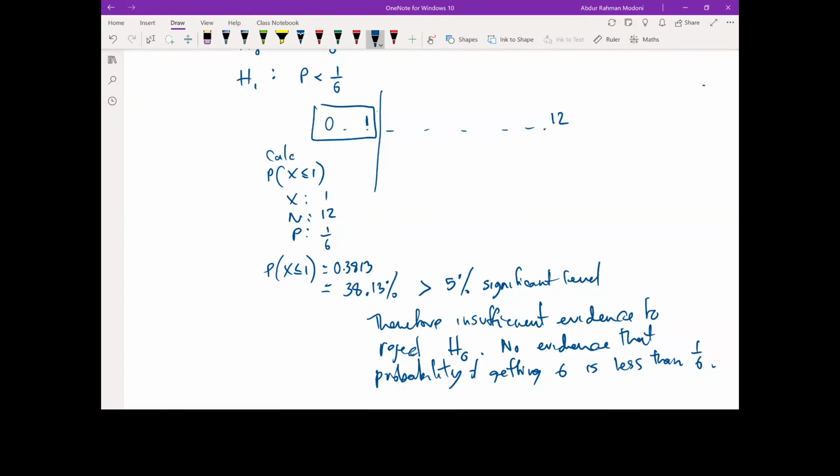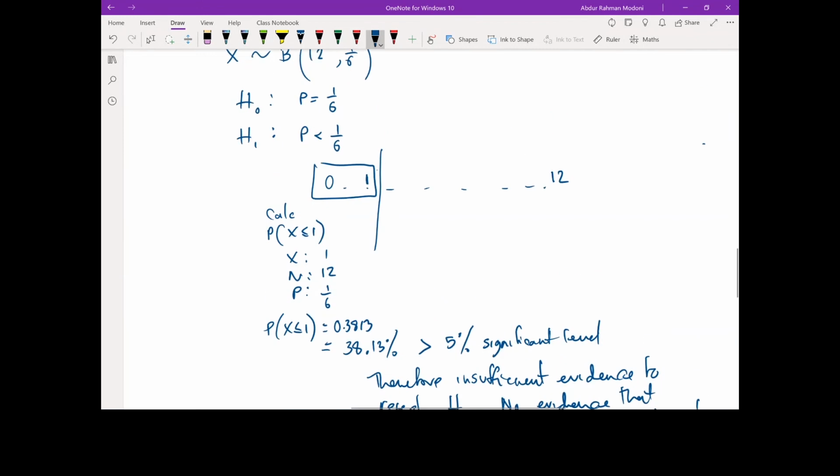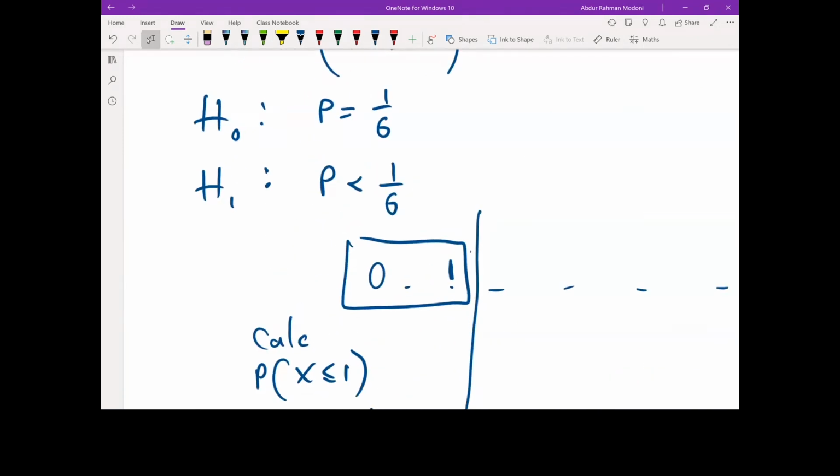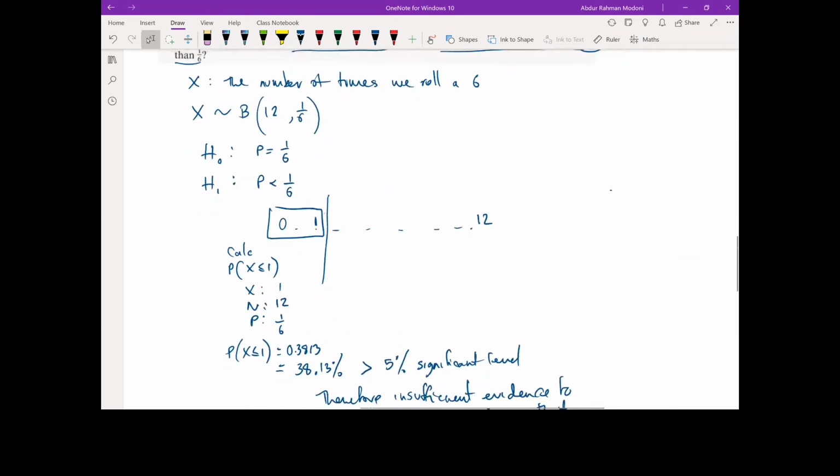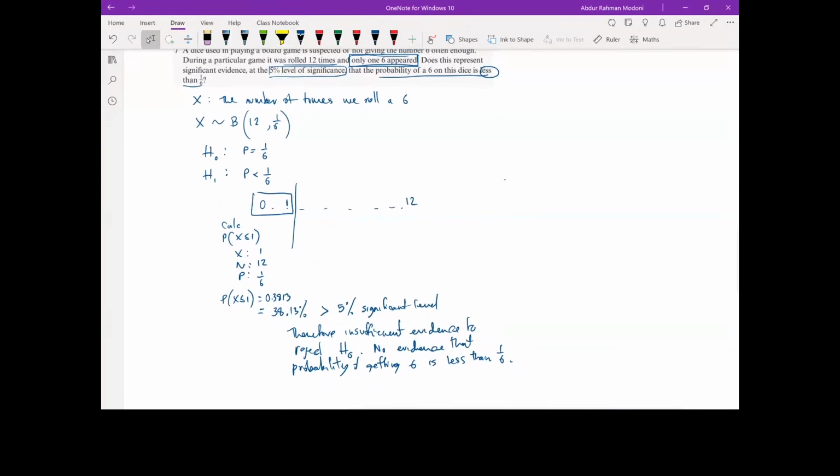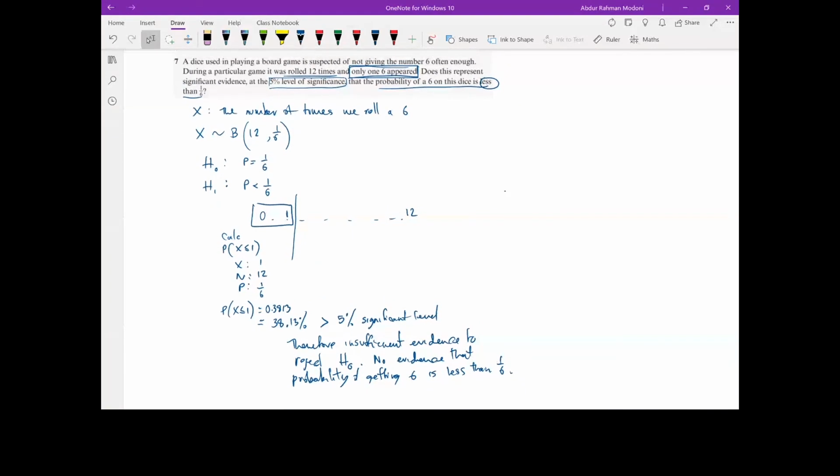So that's us doing a one-tail hypothesis test. Why is it a one-tail test? Because we were only investigating whether the probability was less than 1/6. It would be a two-tail test if we said that the probability is not 1/6, meaning that it could be less than it or more than it. Okay, so here we looked at how we do hypothesis testing using a binomial distribution.